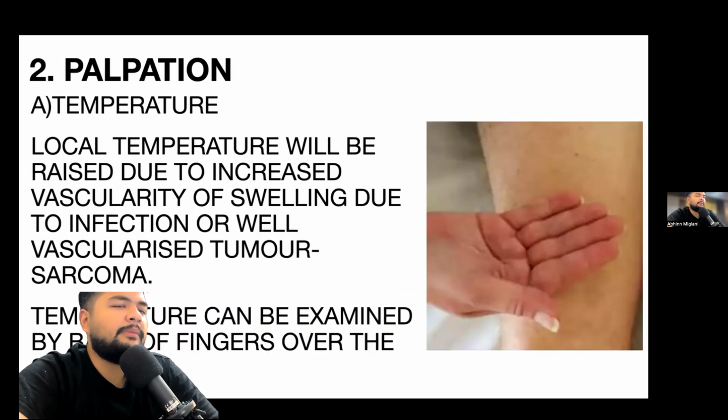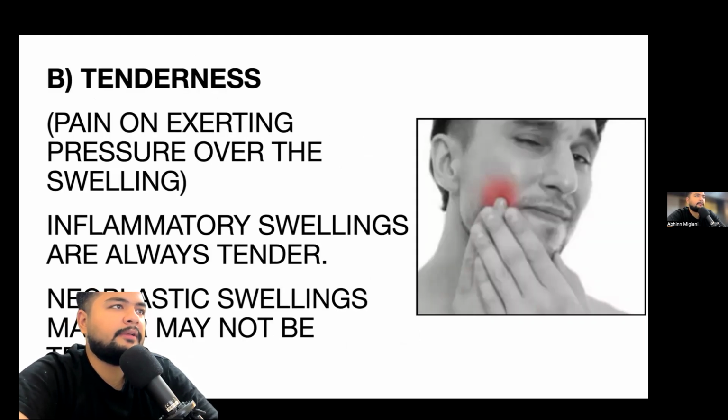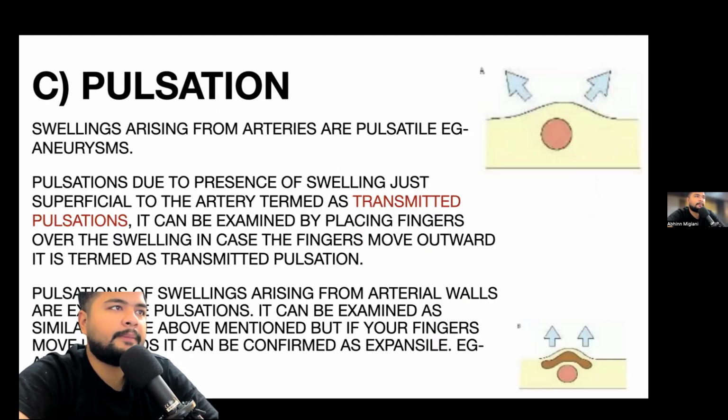On palpation, we will be checking the temperature. Local temperature will be raised due to increased vascularity of swellings, due to infection or a well vascularized tumor, sarcoma. Temperature can be examined by the back of the fingers over the swelling. Then the tenderness, which is pain on exerting pressure over the swelling. Inflammatory swellings are always tender. Neoplastic swellings may or may not be tender.